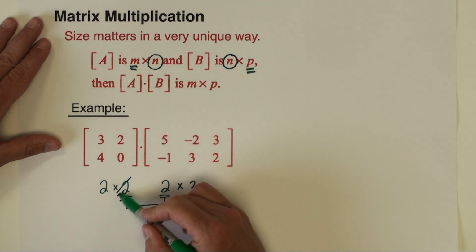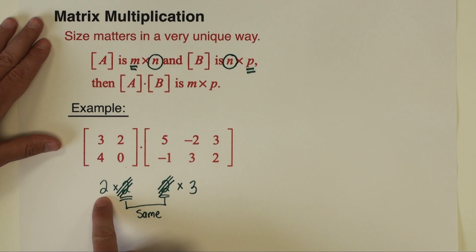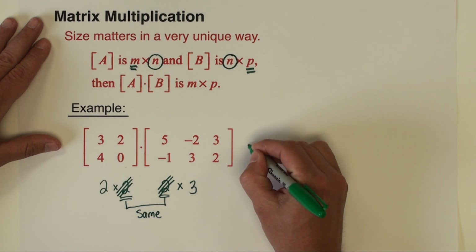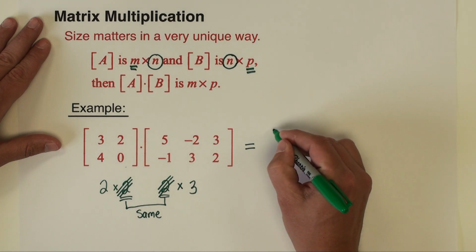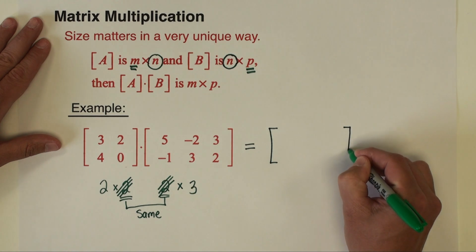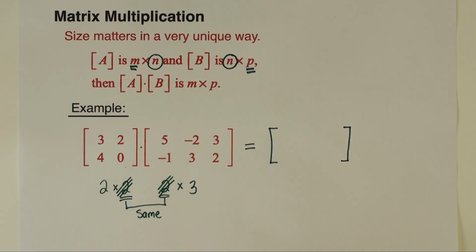What we do is we just remove those numbers. And the dimensions that are left over, in this case 2 by 3, is going to be the size of our product. So I need to open up a matrix here that is large enough to fit 2 rows and 3 columns. Now, when I do this product, I like to do some labeling on my matrices. It just helps me keep everything straight.